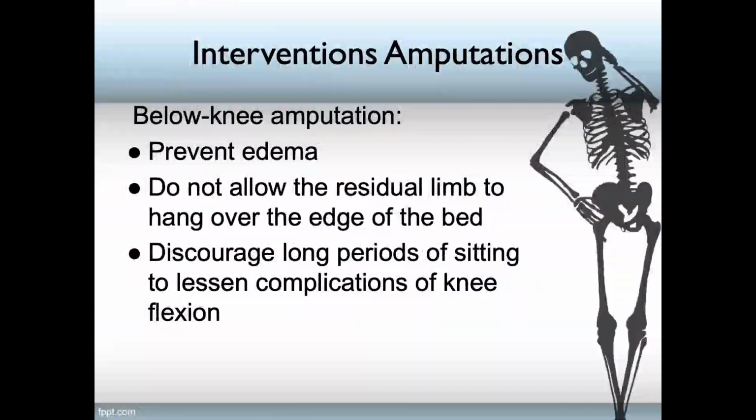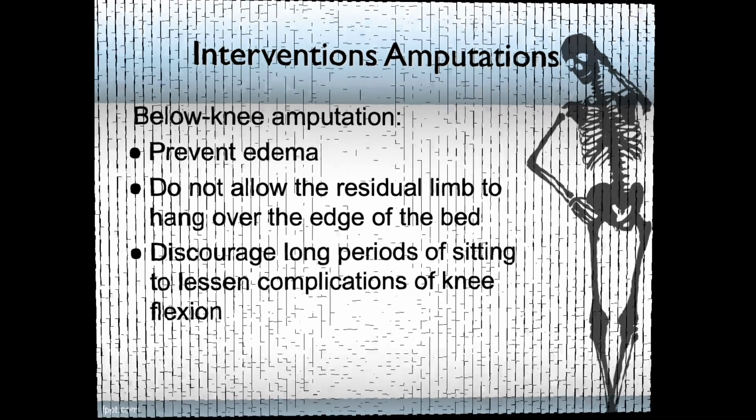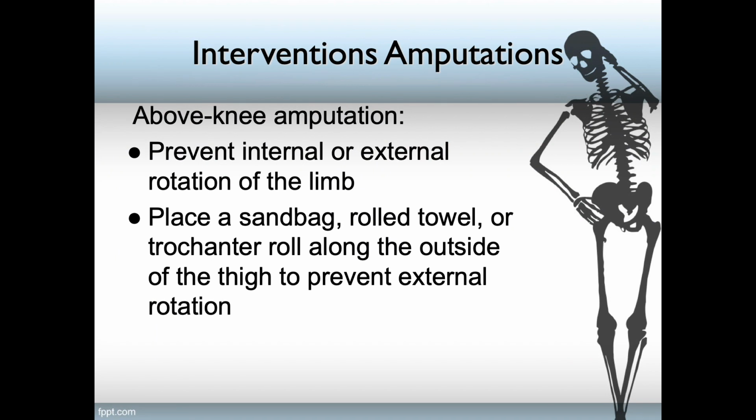For below-the-knee amputations, prevent edema, do not allow the residual limb to hang over the edge of the bed, and discourage long periods of sitting to lessen complications of knee flexion. For above-the-knee amputations, prevent internal or external rotation of the limb, and place a sandbag, roll towel, or trochanter roll along the outside of the thigh to prevent external rotation.